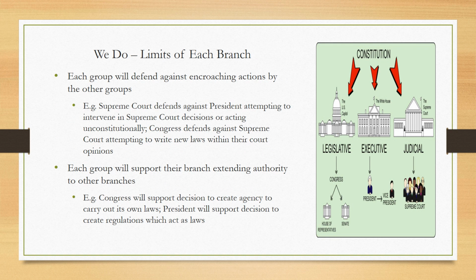After the I Do activity, there will be a cooperative activity between the teacher and the class called a We Do. In this particular activity, each group will be given two actions which encroach on the power of the other two groups. The task of each group is to support their own encroaching actions while defending against the encroaching actions of the other two groups.